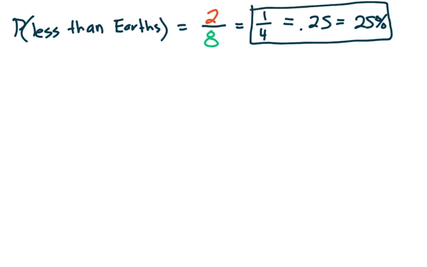I generally prefer the fraction or the percent, but any of these would be okay. However, make sure if you're writing the decimal or the percent, you're showing whatever fraction that you started with to get that. Now, it's not written, but I'd like you to try 1. I'd like you to find the theoretical probability of choosing a planet whose distance is greater than Earth's.